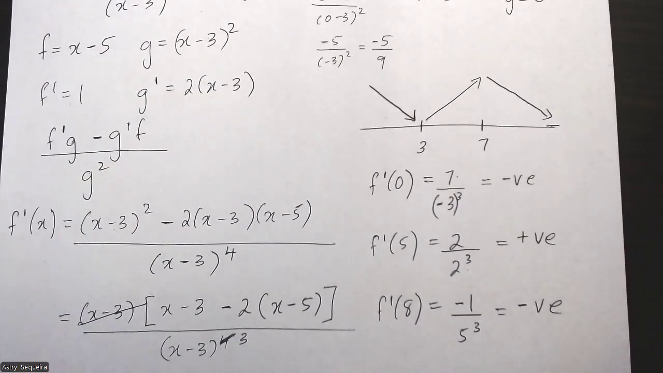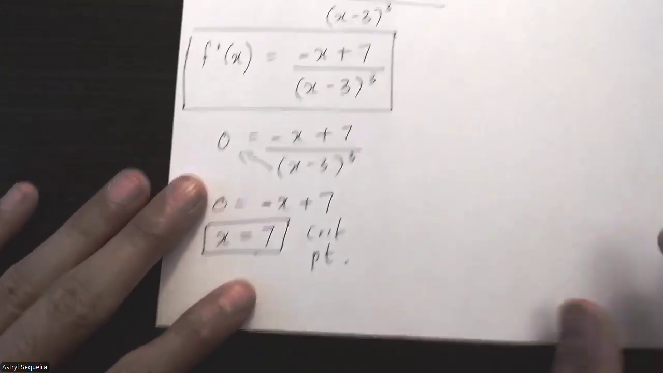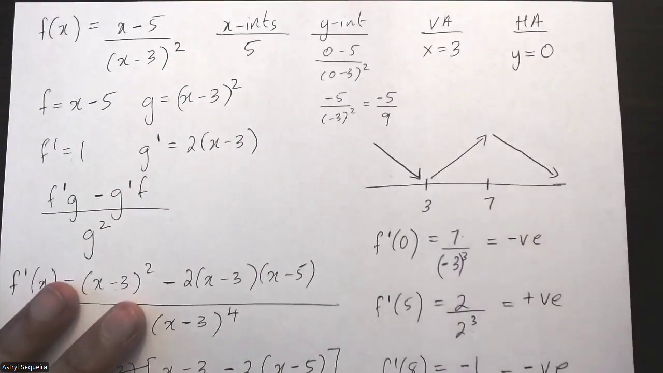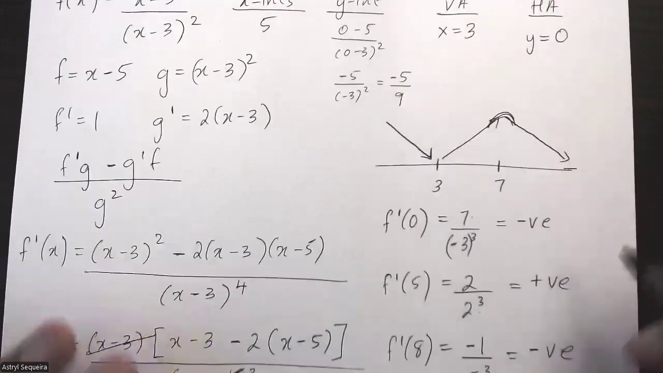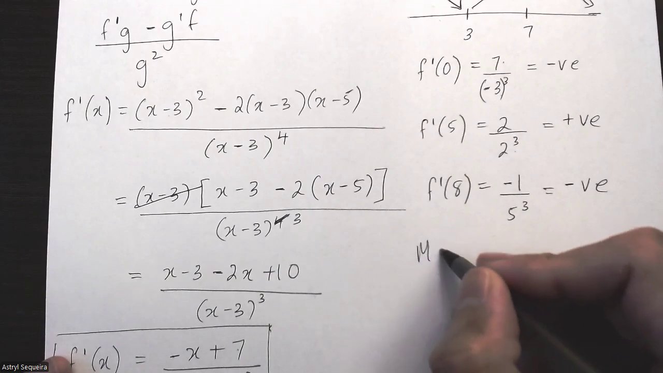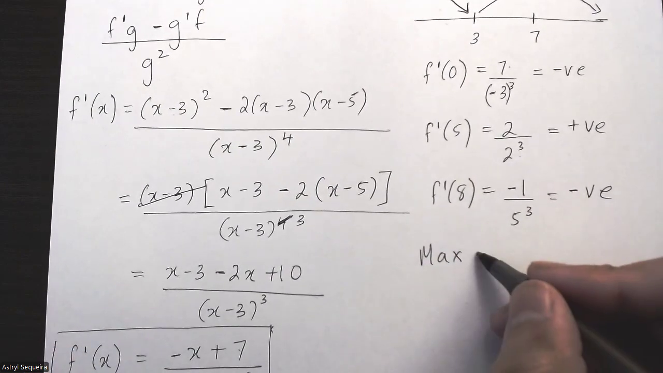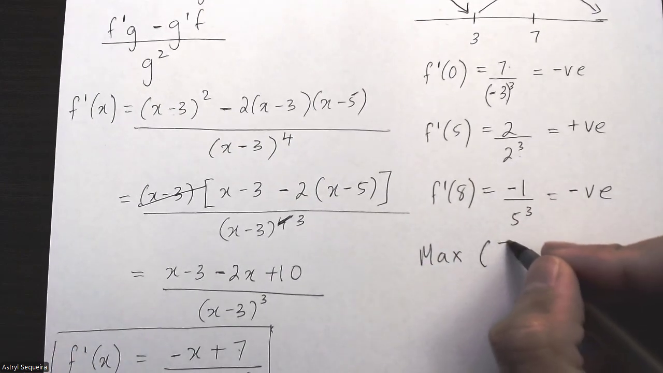So now we can classify our critical point at x equals 7. Remember, that's a vertical asymptote. No need to classify that. But this over here, we can tell is a maximum. So we have a maximum, and the x value is 7.